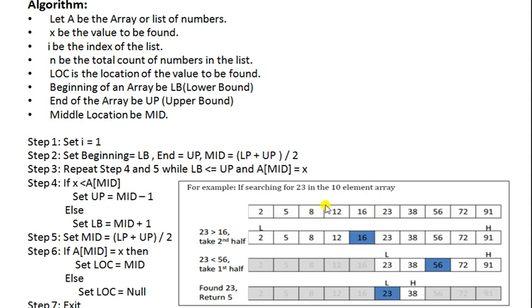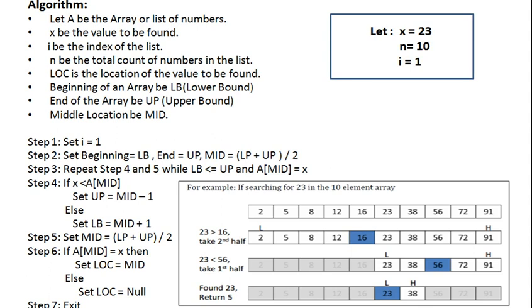I is the index, that is 1, 2, 3, 4, 5, 6, 7, 8, 9, 10. N is the total count, N is equal to 10. LOC is the location of the value to be found. The beginning of the array is called the lower bound, which we are showing as L here. And the end of the array is the upper bound or the higher bound. Here we are showing it as H, okay, upper bound or UP.